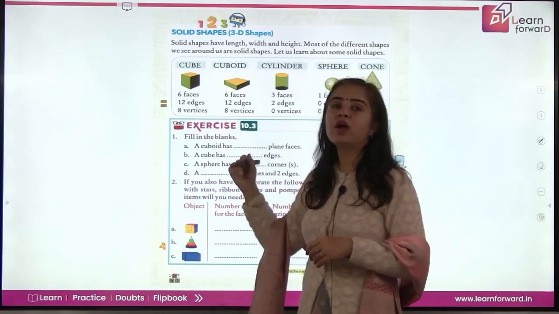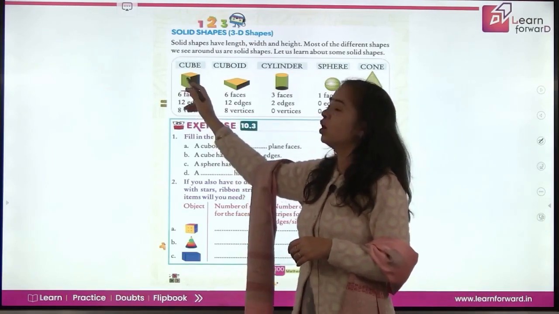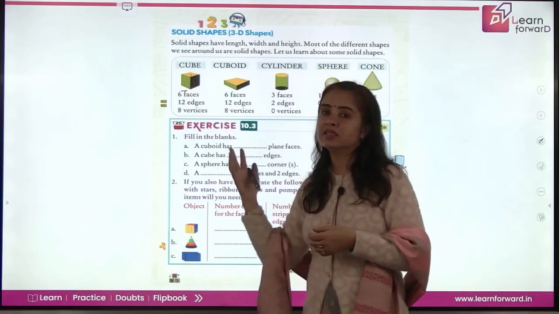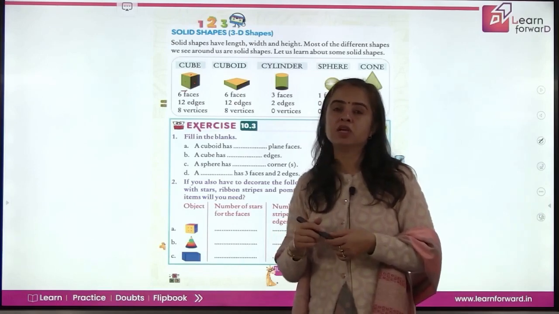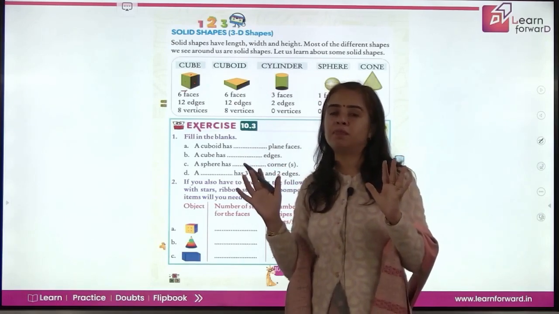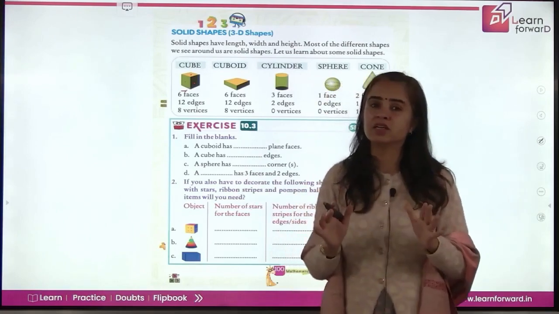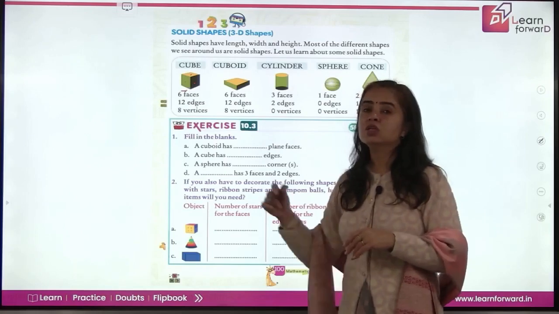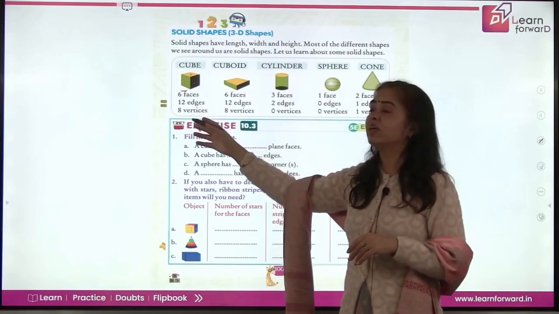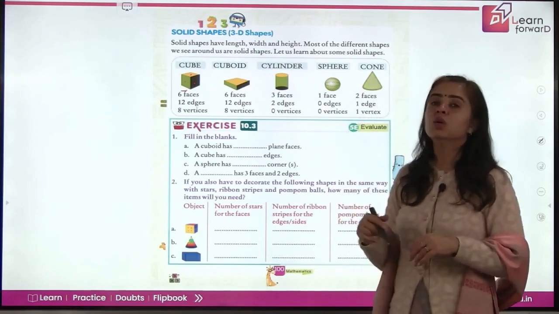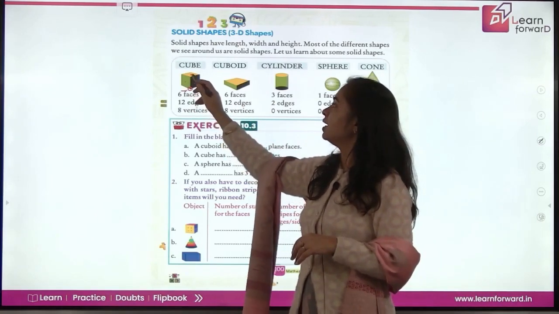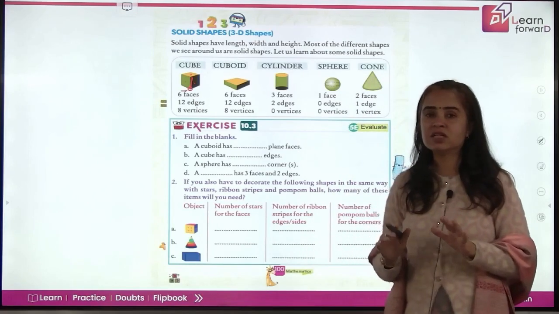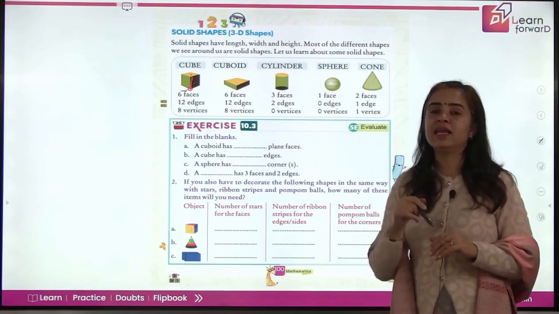In a cube, you have 6 faces. This is called a face. 1, 2, 3 faces you can see and 3 are behind. This is why we call them 3D shapes. So this cannot be drawn on a plain sheet, on a plain surface. This can only be shown like this, represented like this. So it has got 6 faces, 12 edges and 8 vertices. Vertices are the corners and edges are the sides, right?